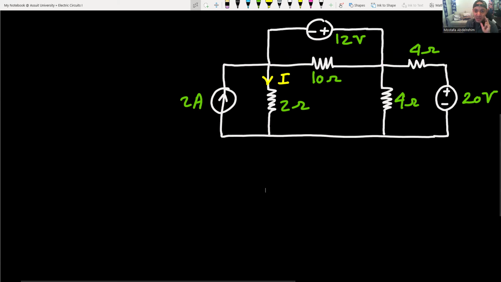Hello guys, in this video we're gonna continue the node voltage method, and today we're gonna explore a new concept called the supernode. Basically, a supernode is two nodes that have a voltage source, a battery, in between. As you're gonna see, there is nothing new here.